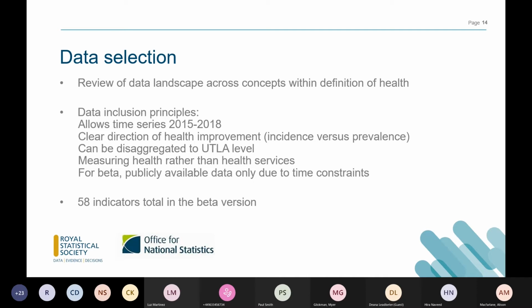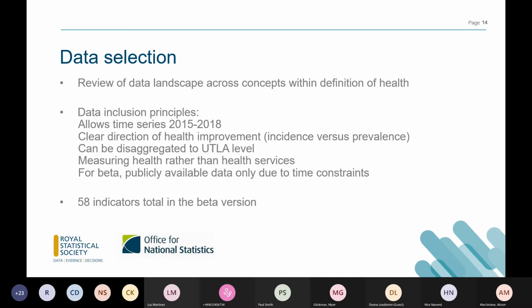The indicators needed to have a clear direction of health improvement. Many of the sources in tools such as Public Health England's Fingertips do show information about health, but it's not immediately clear whether a movement in one direction necessarily means that health is improving or declining. And in order for this index to truly measure health, we needed to limit it to indicators which allowed that.